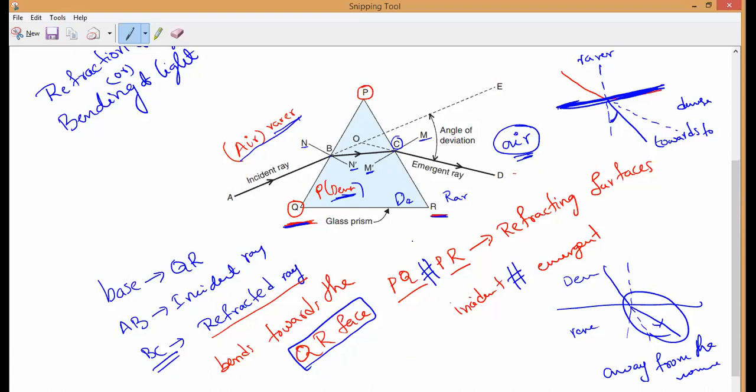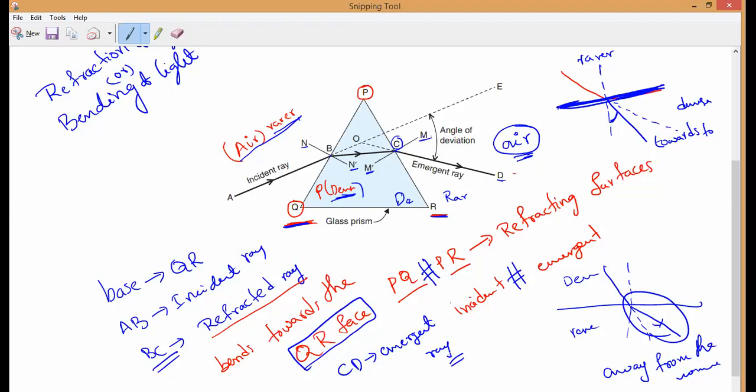You can observe here, away from the normal. What is the normal here? MC is the normal, and the ray goes along the direction of CD. What should we call it? That CD is called the emergent ray. Everybody should say it: CD is called the emergent ray.